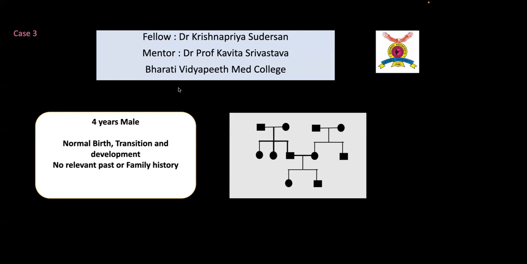So this is a 4-year-old male child. He had a normal birth, transition and development, and a negative family history, no relevant past history. He presented with sudden onset severe headache, vomiting, and the headache was the worst ever headache. The child was crying inconsolably. The mother tried paracetamol and NSAIDs, but the headache was not relieved. There were no triggering or relieving factors.